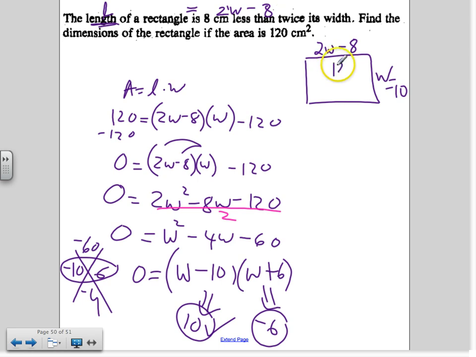12. Why? 10 times 2? 20. Minus 8? 12. I just plug in. Remember, I defined the length to be 8 centimeters less than twice the width. So once I have the width, I plug it back in and solve for the length. Right? So that means my length for this rectangle is 12, and my width is 10, which makes sense. 12 times 10? 120. That's it. Nice.